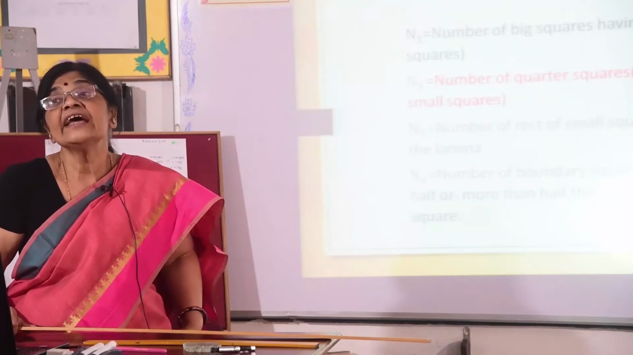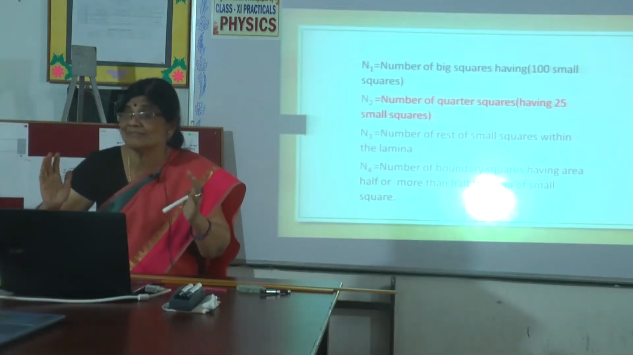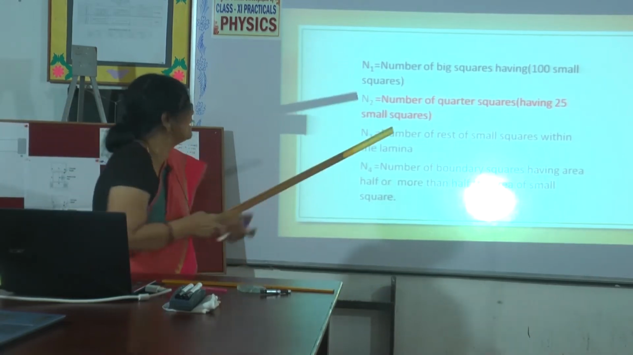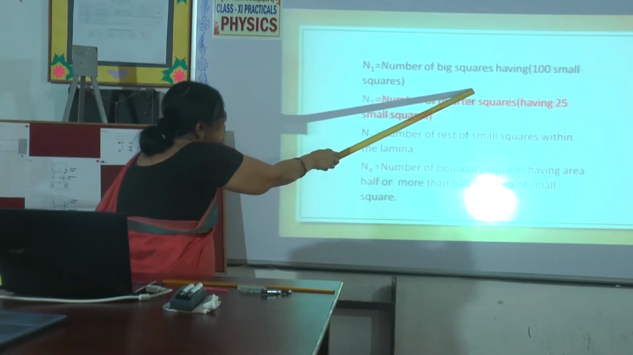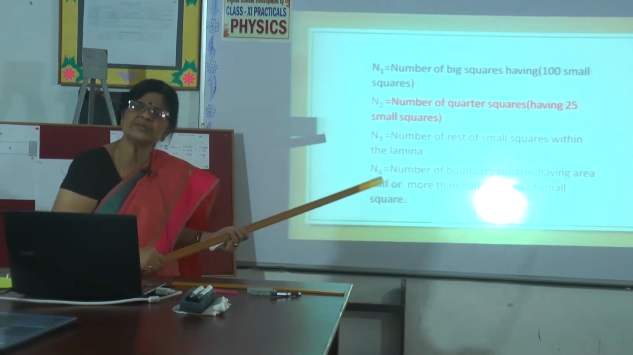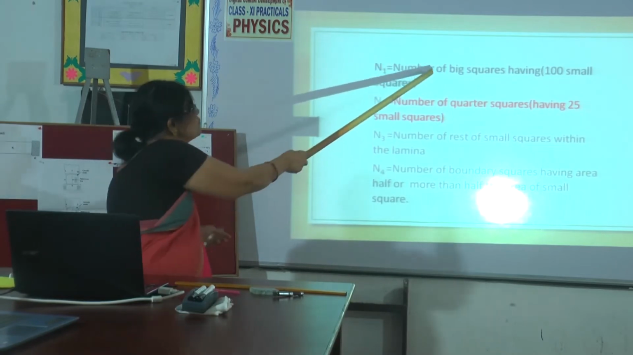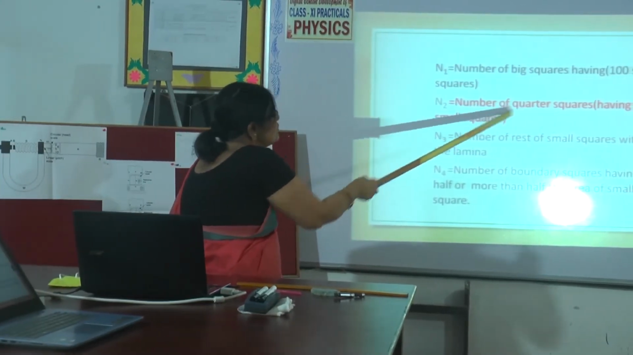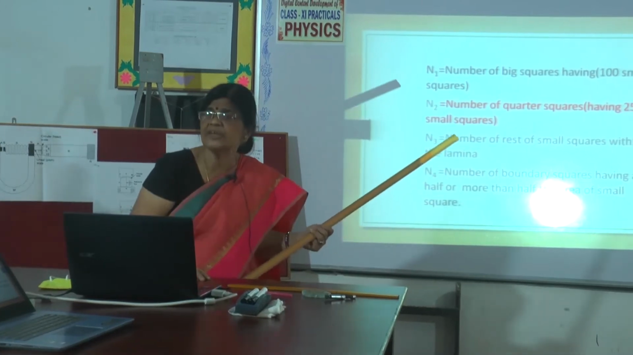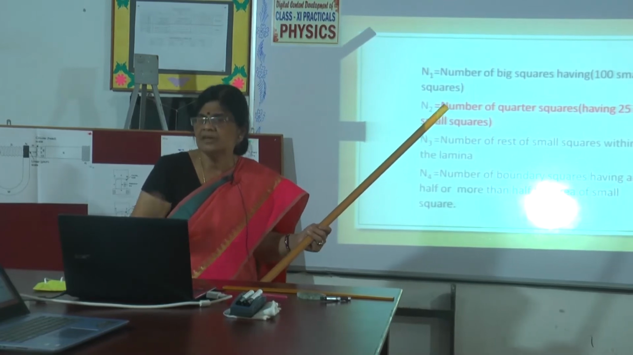Now, when I talk about a boundary in 4, I have made that diagram more than 1 cm square, just to tell you what precautions are to be followed. So don't mind my diagram. N1 is the number of big squares. N2 is the number of quarter squares. In a big square, how many quarter squares can there be? 4. 25, 25, 25, 25. So there are 100 squares. N2 is the number of quarter squares left over, so 25 such small squares. And what is the area of each small square? Again 0.01. That is the least count of the graph paper.